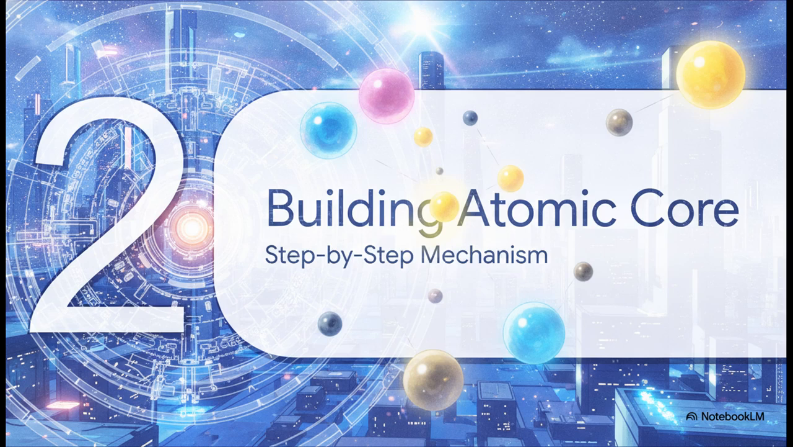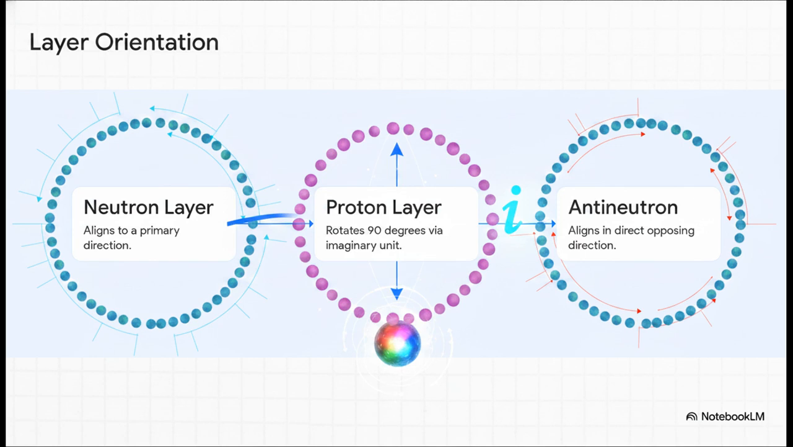So we have our rotation engine. Moving into section 2, building the atomic core, let's take a little construction tour and see exactly how this engine builds an atom layer by layer, right from the center. Imagine you're watching a microscopic 3D printer building the core of an atom around its central triple quark initiation point. There is this rhythmic step-by-step sequence to it. Step 1, the very first attracted layer, the neutron layer, aligns to a primary direction and revolves around the core.